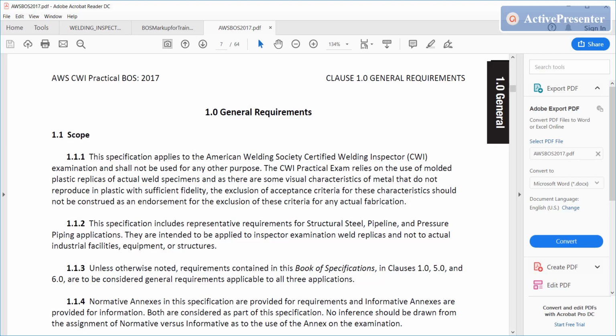Okay, so the general requirements here in Clause 1 of the Book of Specifications tell what it applies to. AWS CWI exam. It's not to be used for any purpose. We are going to be using it for another purpose. We're going to be using it as a training aid. The CWI practical exam relies on the use of molded plastic replicas. It talks about that a little bit.